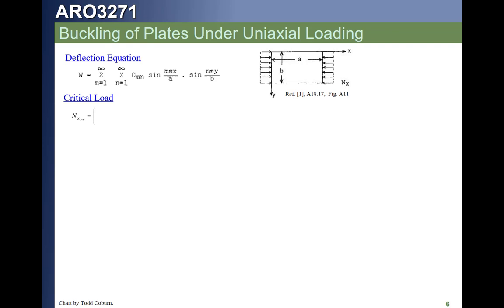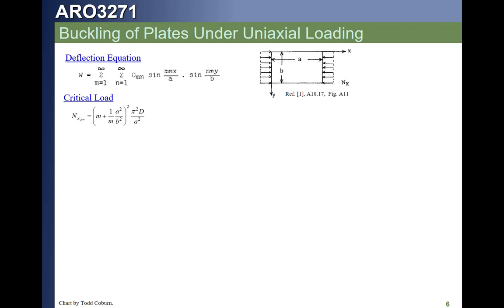Our critical load for this case can be shown to be this. Here we see N sub x critical, which means the critical running load. If you exceed that critical running load, you will buckle. It's a function of the mode shape. So remember, with buckling of columns, we saw a term n, which was basically our mode shape.